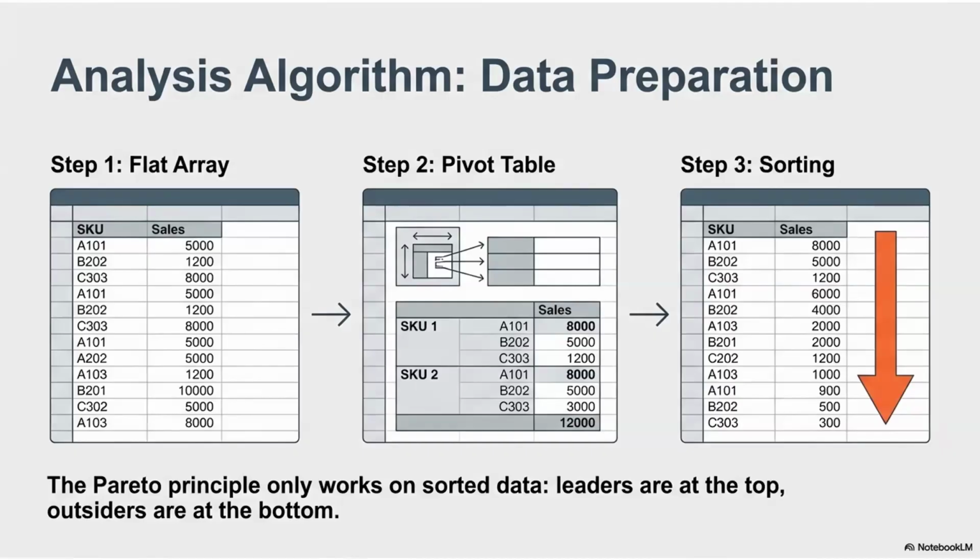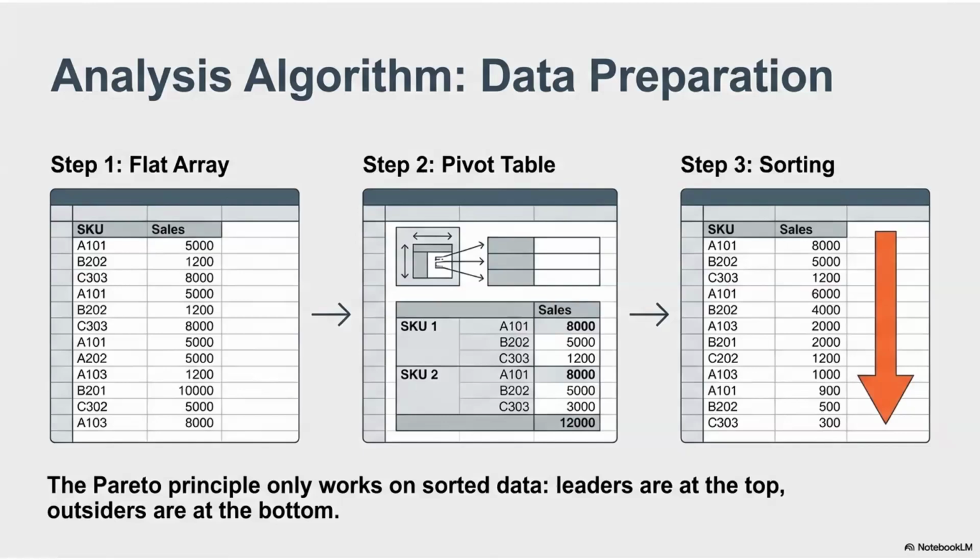The second step involves creating a pivot table. At this stage, the system groups all disparate transactions and calculates the total result for each unique item. Thus, we transform thousands of small operations into a concise list where each article number is listed with its total contribution to the company's result.